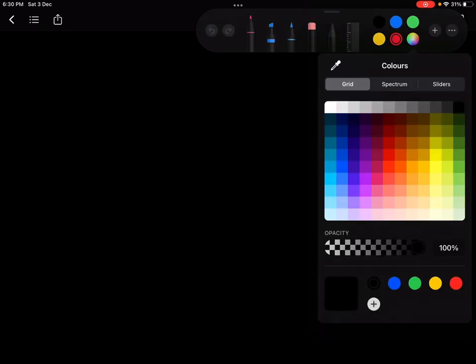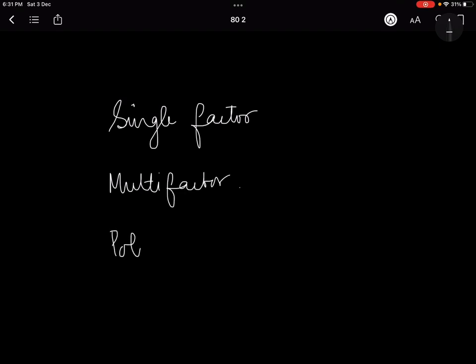Okay, so today we are going to precisely cover only three topics because even these are very long topics. So basically what we are going to read about is single factor, multi-factor and polygenic inheritance.